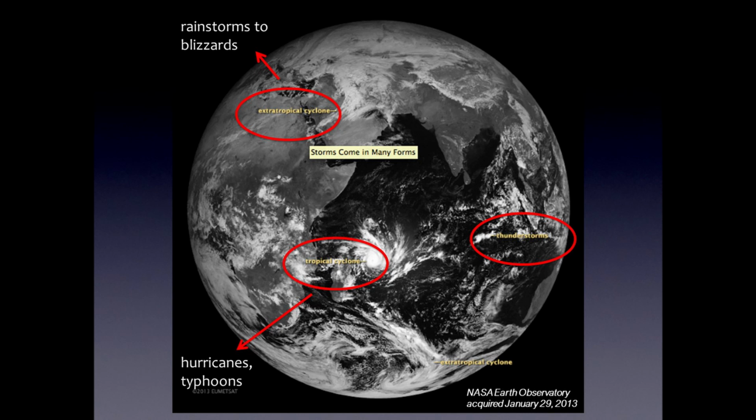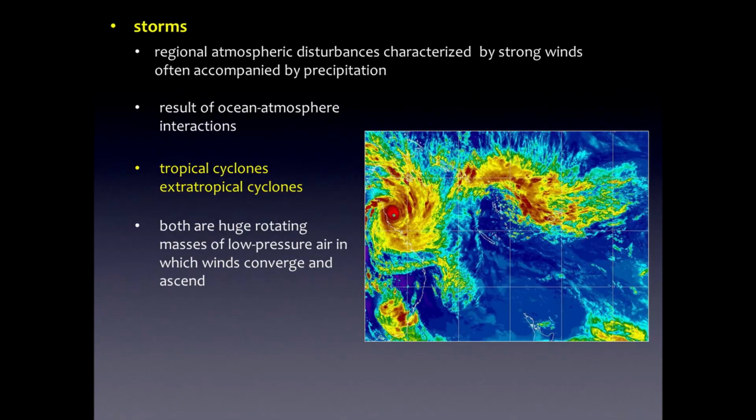Sometimes, as we'll find out, these storms are created within the ocean or in the air above the ocean. What is a storm? A storm is an atmospheric disturbance. This is going to be a fairly regional atmospheric disturbance. In the case of hurricanes, it can cover an area of about 1,000 kilometers, but on the scale of the world, it's fairly regional.